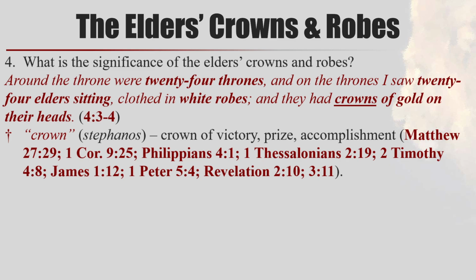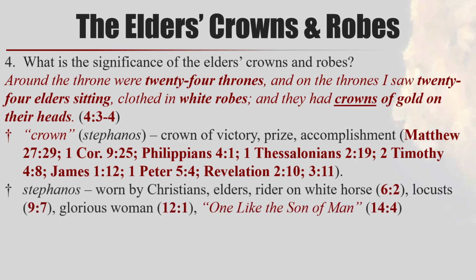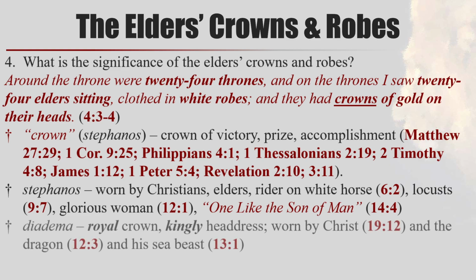We're admonished not to lose our crown and to hold on to it. So this idea of being something associated with our victory is prominent throughout scriptures. We're also going to see this in Revelation by not only the elders, but also the rider on the white horse. We're going to see in chapter 6 at the beginning, the army of locusts in chapter 9, and the glorious woman of chapter 12. And then one like the Son of Man in 14.